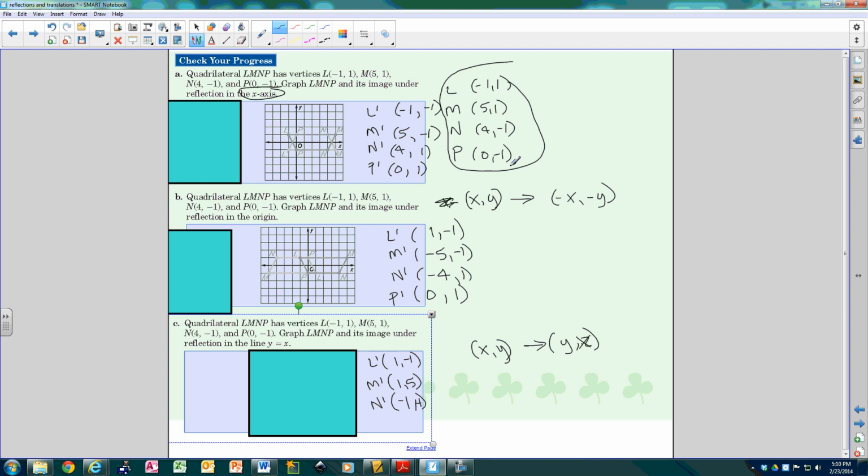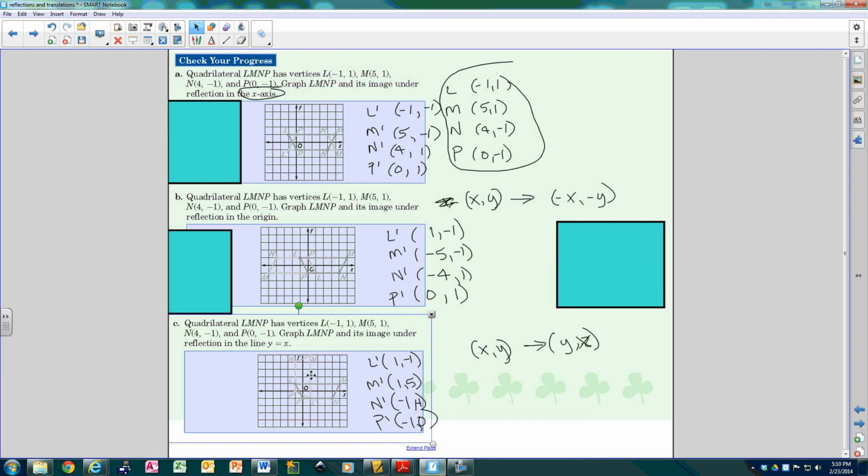Remember, I'm getting them up here from these points. These are all my original points. My P prime would be -1, 0. So that when I flipped it over the graph y equals x, then it looks like that. And remember, you were flipping it over this line here. Okay?